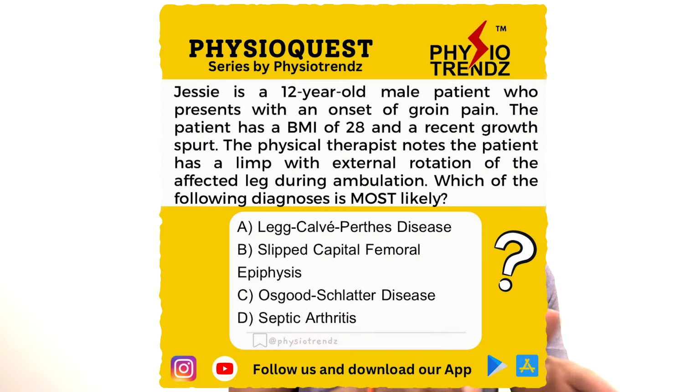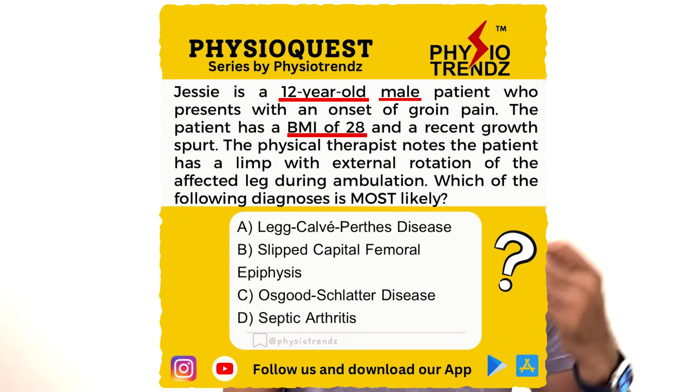The main information provided in the question: the first is that the child is 12 years old and a male child. The second most important thing is that the child has a BMI of 28, which means the child is definitely overweight, obese.